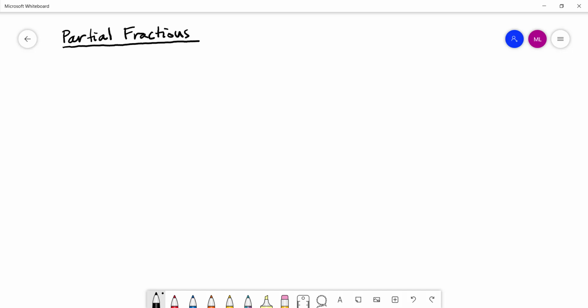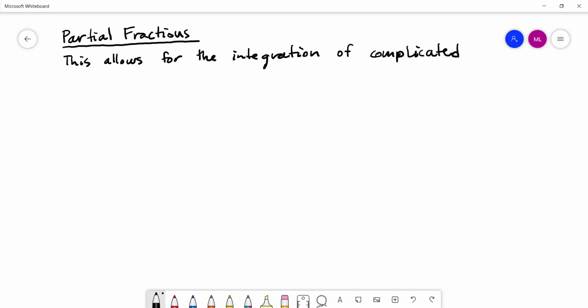So the idea is that partial fraction integration allows for integration of complicated rational functions. And just as a quick reminder, a rational function is basically a function that's made up of a ratio, hence the word rational, of polynomials. So one big ugly polynomial over another big ugly polynomial.